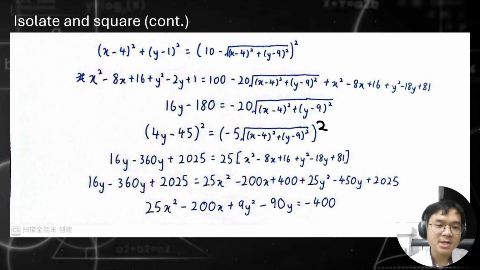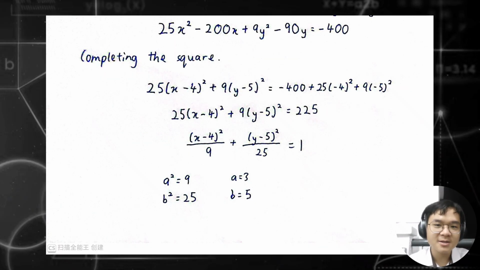Then we expand it and simplify it. After that, we square again, and we expand and simplify again. And lastly, we use the complete the square method, and we divide the whole thing by the right side part, because the right side part should be 1, and the final answer is a equals 3 and b equals 5.